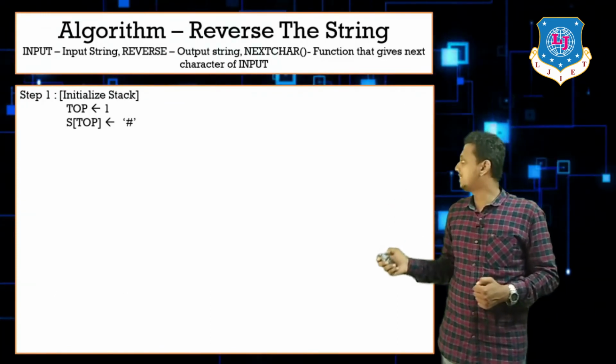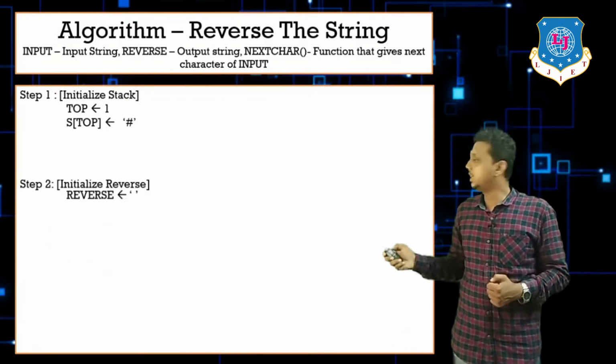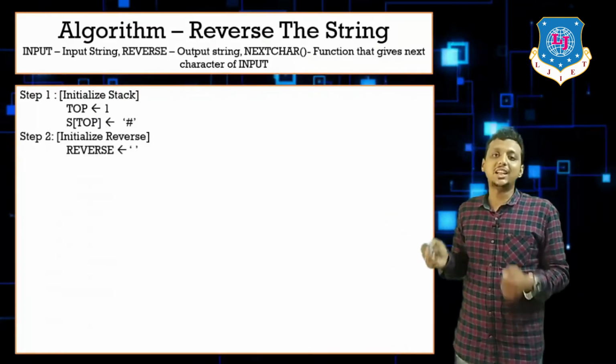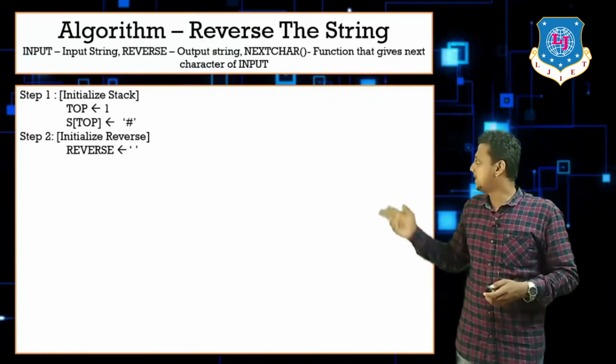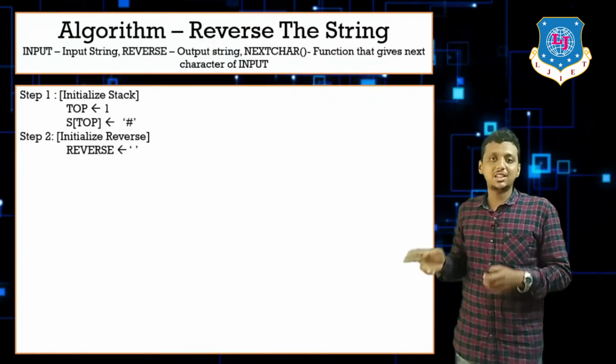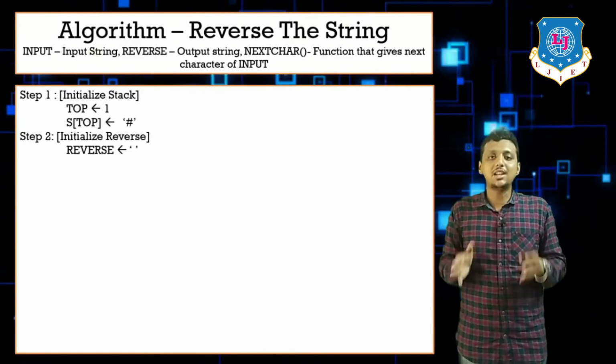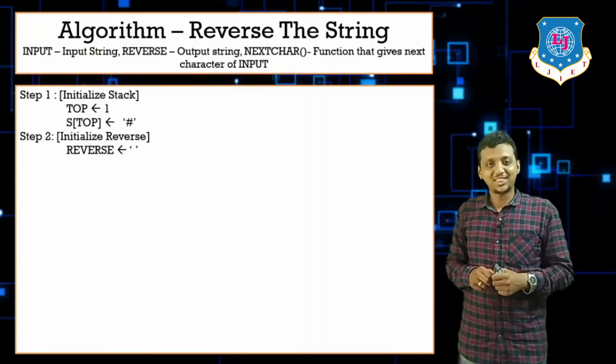So first initialize the stack with the hash. So top is at 1, and s of top is hash. I have already initialized it. Now next, let me initialize the reverse string. Reverse is the final string which contains our answer. So I have initialized it with null.